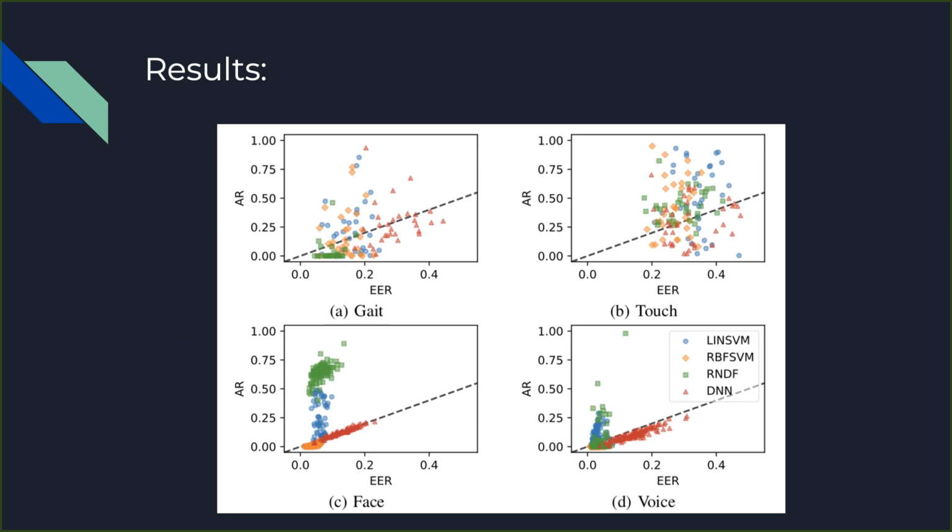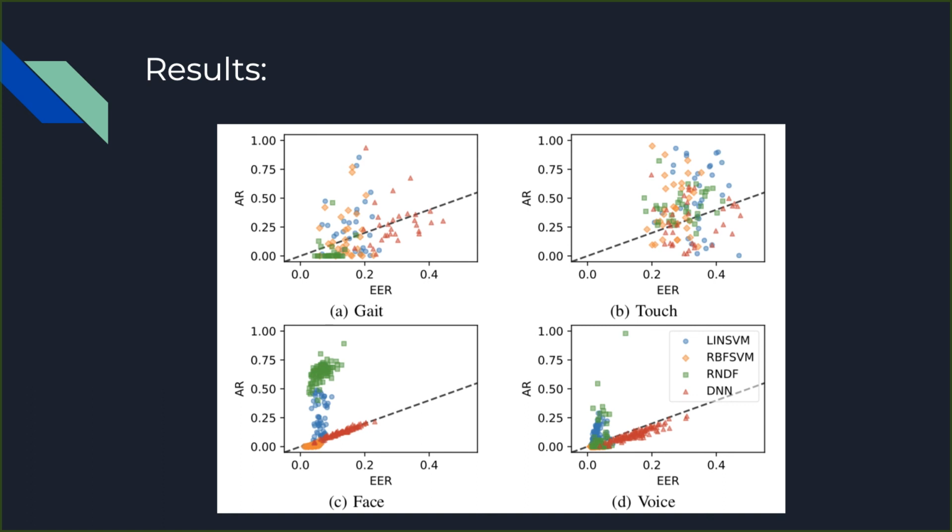Okay. So the results here show the spread between the equal error rate, which is when the false positive rate is equal to the false negative rate, and the acceptance region. This is for the gait data set, that's for touch, face, and voice. And the 4 different models are shown here: linear SVM, radial SVM, random forest, and neural network. You can see that for the gait data set and touch data set, there's basically no correlation between the error rate and the acceptance region.